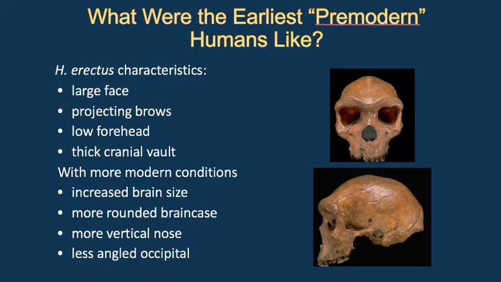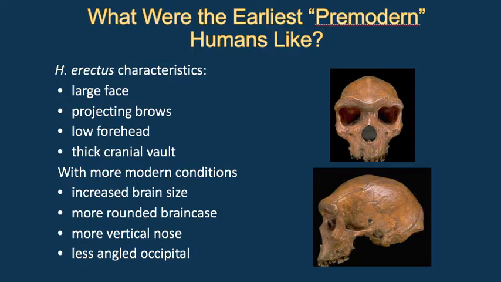We also have more modern conditions, including an increased brain size, more rounded brain case. So as the brain is getting bigger, the brain case is becoming a little bit more round to accommodate that. And we also have a more vertical face here. The face is becoming flatter and flatter. Remember, this is a trend we've talked about off and on throughout the last couple of chapters. The general trend is that as we move towards modern humans, towards modernity, faces get flatter and flatter. So rather than having that projecting, prognathic face of an ape, we are transitioning towards a more flat face like modern humans.